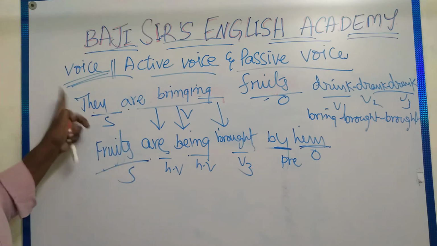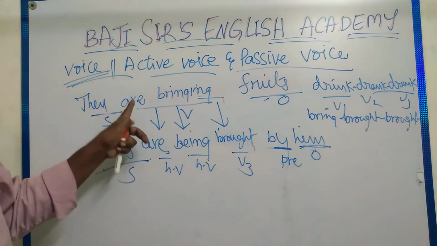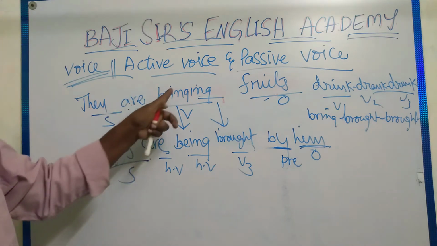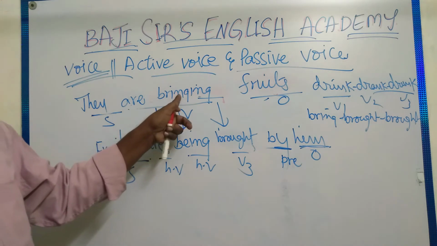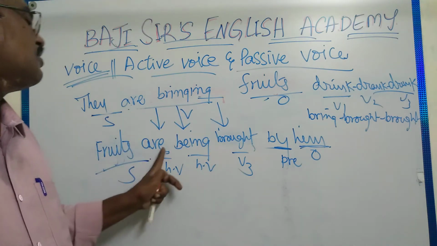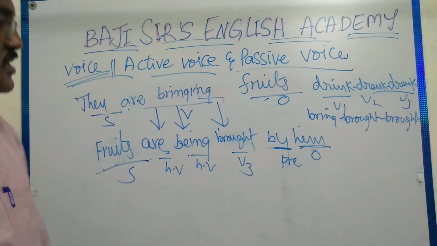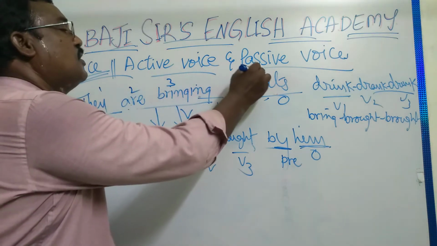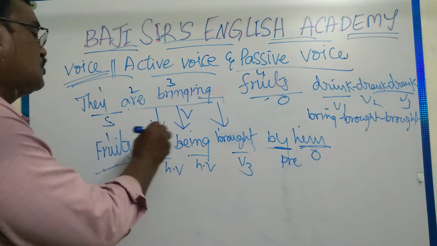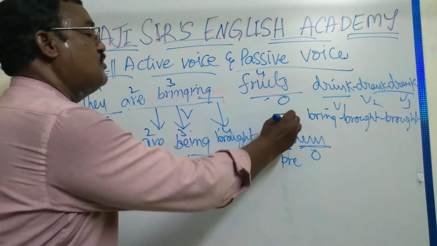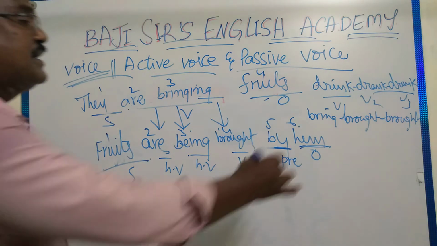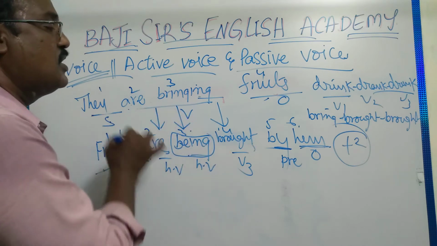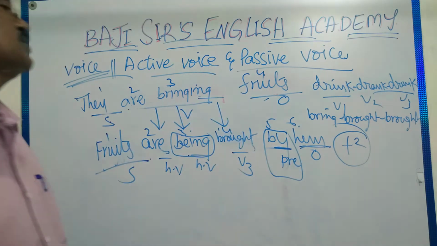This sentence separately we have to take. This is a plural subject, plural verb. So present tense, present tense. ing is there, being we have to take. V3 form, brought. So fruits are being brought by them. This is the passive voice. So 1, 2, 3, 4 became, see here, 1, 2, 3, 4, 5, 6. So passive voice means extra 2 we have to add. One is a helping verb and another one is a preposition.